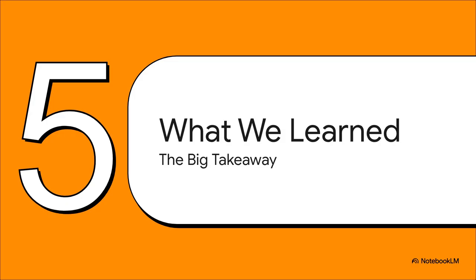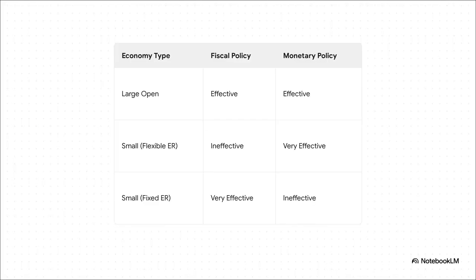So, after running through these different scenarios, what's the big picture? What's the main takeaway from all of this? This slide just lays it all out so clearly. It's fascinating. For a large economy, both policies kind of work. For a small economy with a flexible exchange rate, monetary policy is the absolute star of the show. But you fix that exchange rate and suddenly fiscal policy takes center stage.